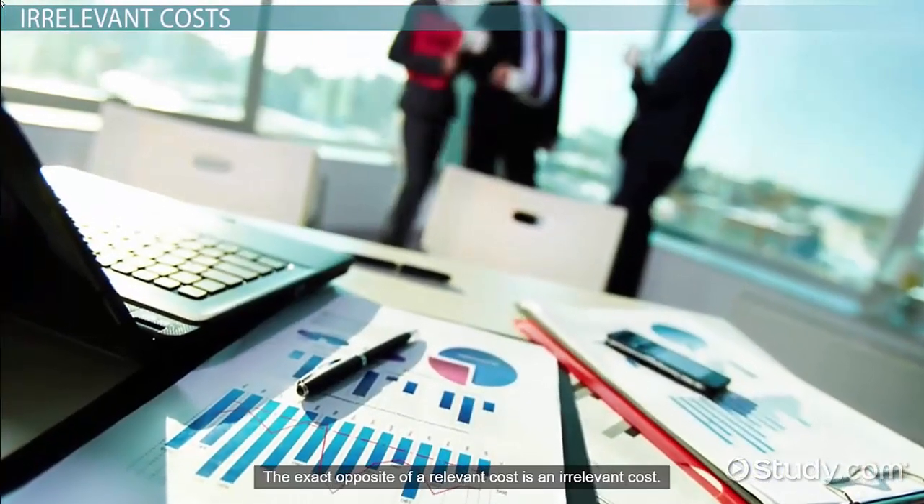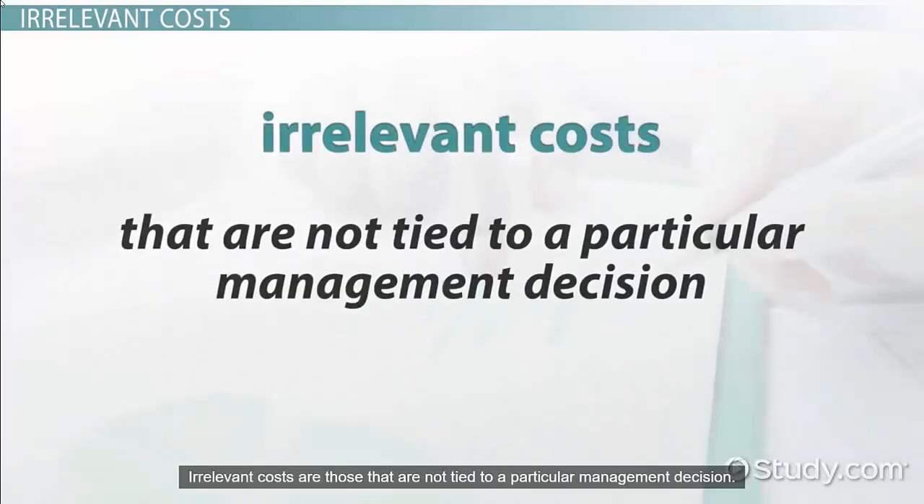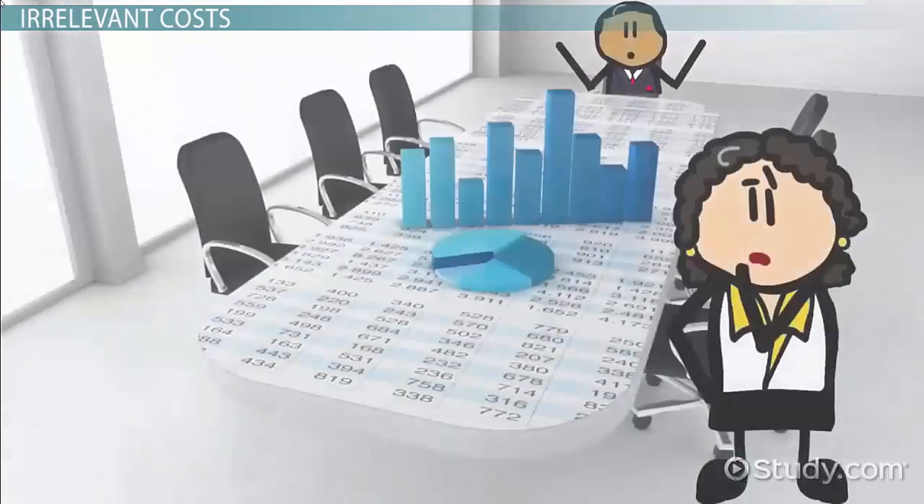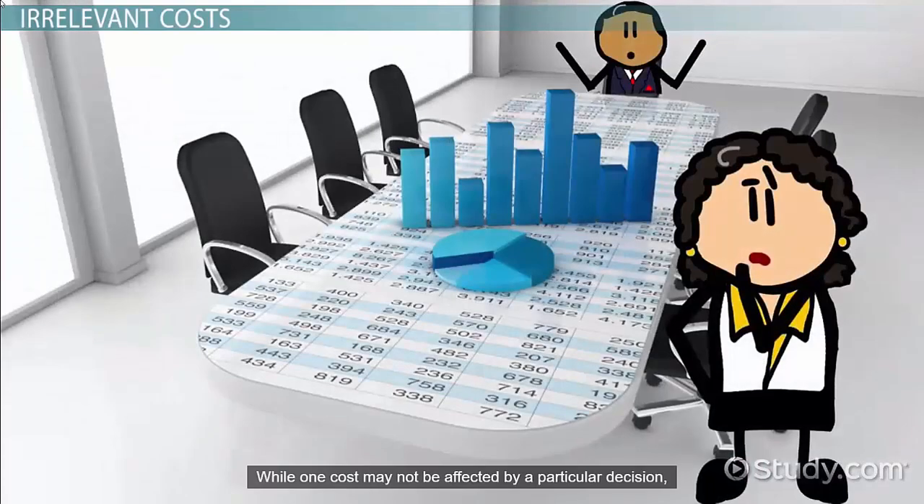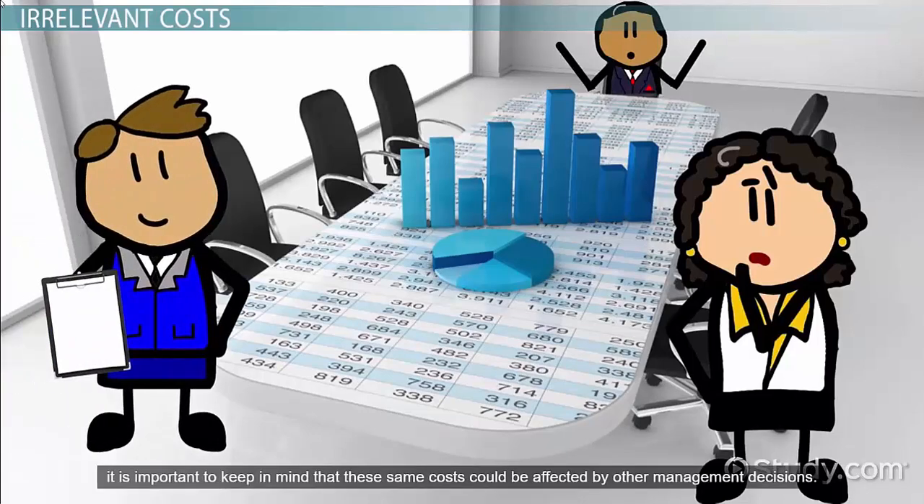The exact opposite of a relevant cost is an irrelevant cost. Irrelevant costs are those that are not tied to a particular management decision. They do not change as an effect of a given management decision. While one cost may not be affected by a particular decision, it is important to keep in mind that these same costs could be affected by other management decisions.